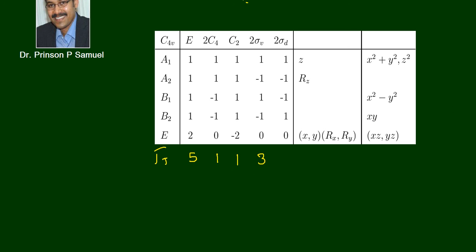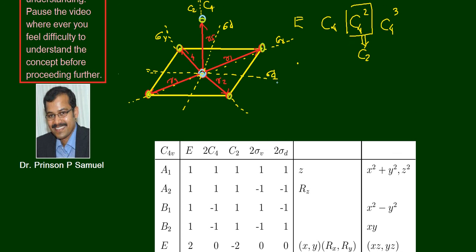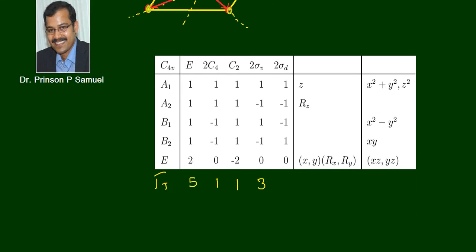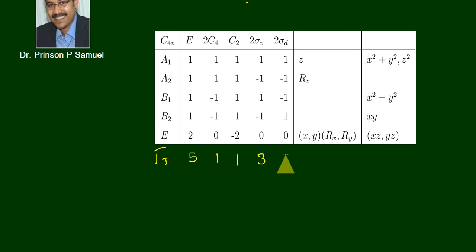And what about sigma d? You can see that in the case of sigma d, only one vector is present in the sigma d plane, that is the R5 vector in this case. Therefore, the total character corresponding to sigma d is equal to 1. So, the total character set is 5, 1, 1, 3, 1.